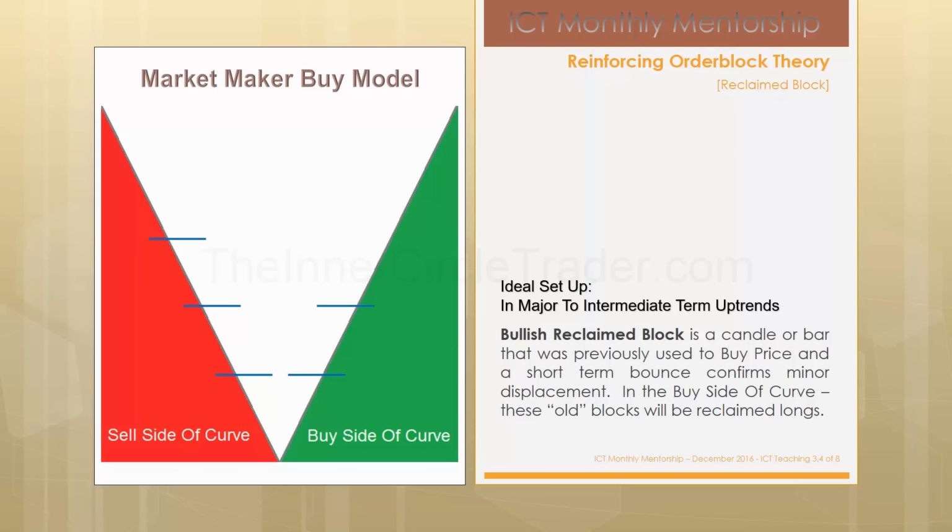Every new buying opportunity is going to be matched up to the previous down candle while the price was dropping earlier on the sell side of the curve. Ultimately, everything will match up with the down candles on both sides of the market maker buy model. So what is a bullish reclaimed block? It's a candle or bar that was previously used to buy price, and a short-term bounce confirms minor displacement. In the buy side of the curve, these old blocks or down candles will be reclaimed for new longs.